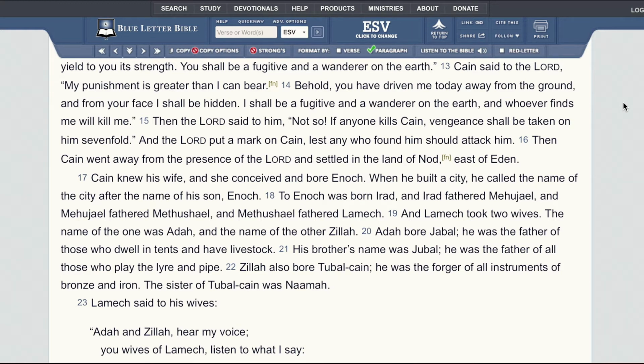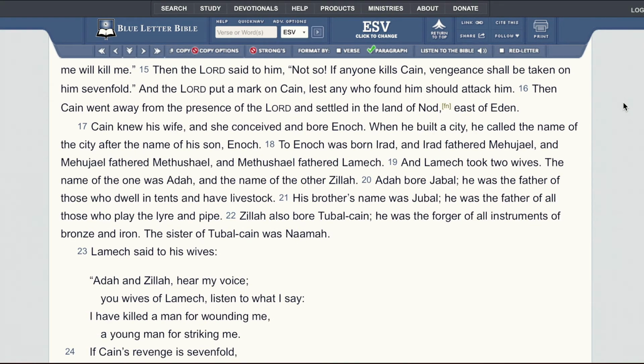I shall be a fugitive and a wanderer on the earth, and whoever finds me will kill me." Then the Lord said to him, "Not so. If anyone kills Cain, vengeance shall be taken on him sevenfold." And the Lord put a mark on Cain, lest any who found him should attack him. Then Cain went away from the presence of the Lord and settled in the land of Nod, east of Eden.